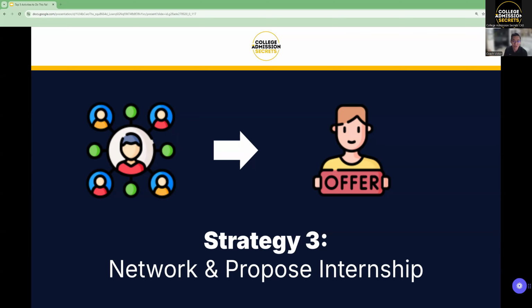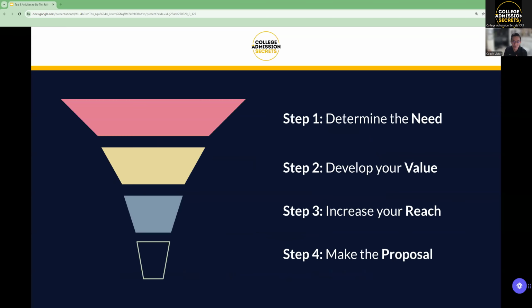So try to network and be able to propose that. So I'm going to walk you through the steps about how to actually do that, though, because it's easier said than done, right? So first step is that you need to determine the need. What is the need of the company or the employer? What is it that they're looking for, right?